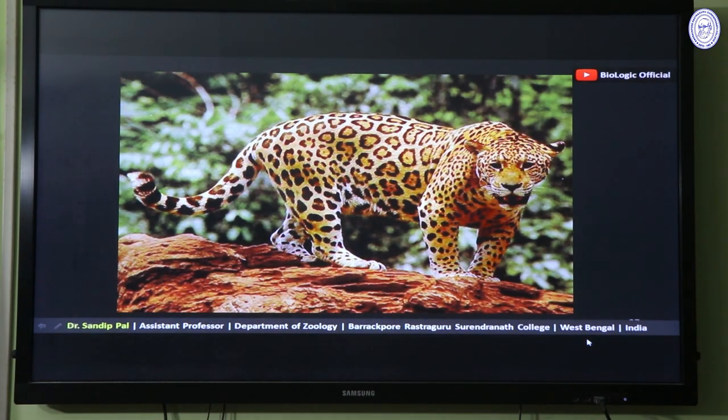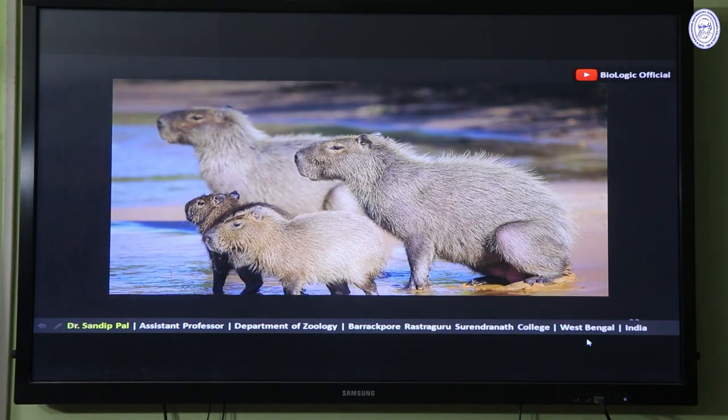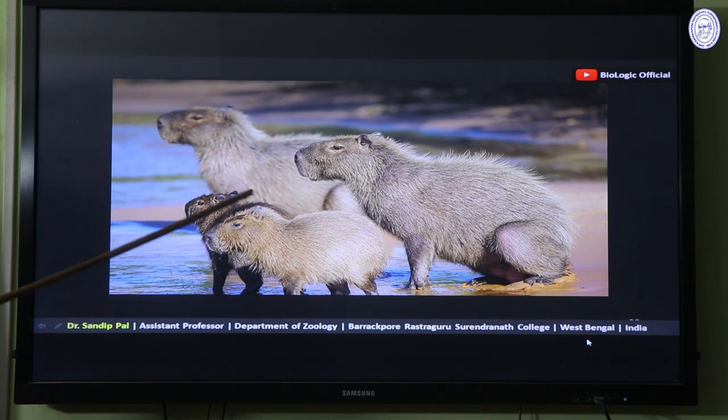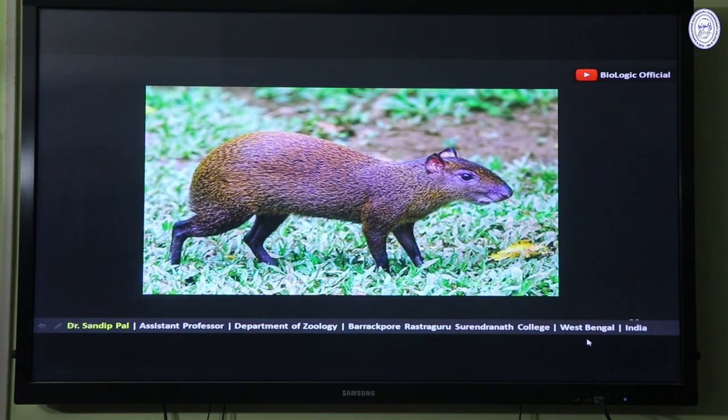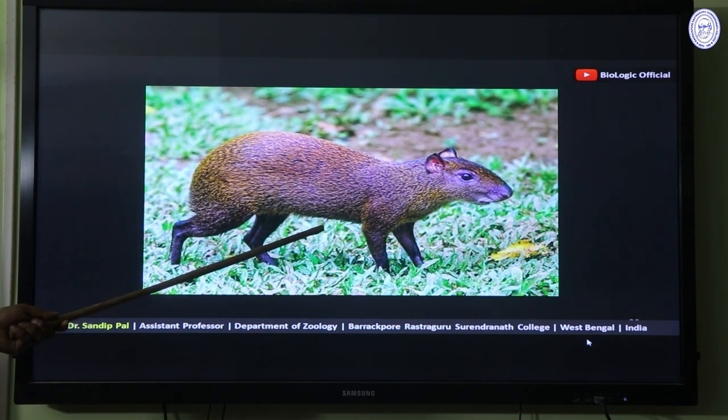This is jaguar. The rosette spot confirms that it is a jaguar. This is capybara, another beautiful mammal, capybara. This is the largest species of rodent. This small mammal, like guinea pig, it is called agouti.